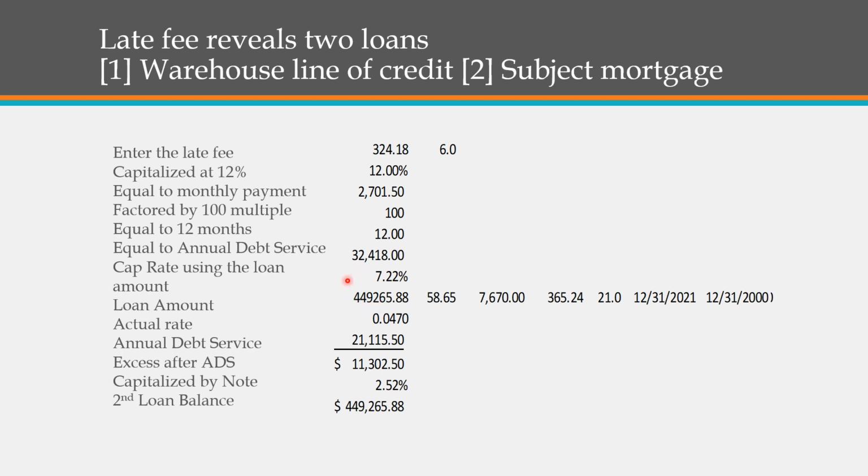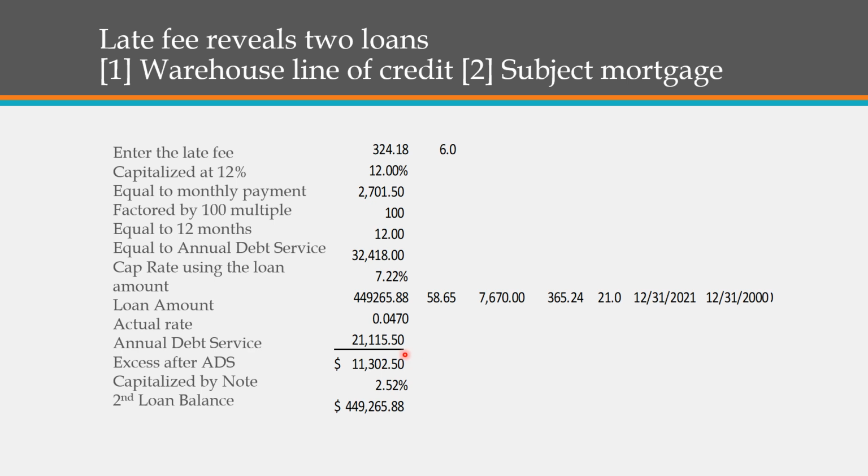No, the rate is only 4.70. Why are we getting 7.22? Take the monthly late fee, then get the annual, divided by the outstanding balance. That is not what the rate is. The rate's only 4.7. So instead of being 32,418, the annual payment based on 4.70 should be 21,115.5. But based on 7.22, there's an excess. The difference between the 32 and the 21 gives us another $11,302 that is unaccounted for.